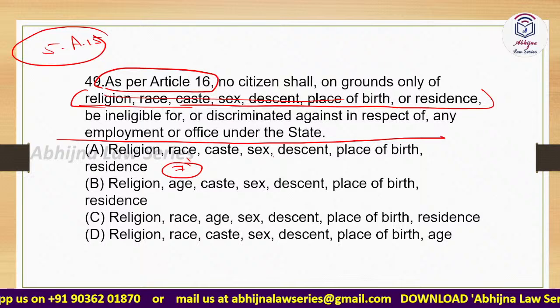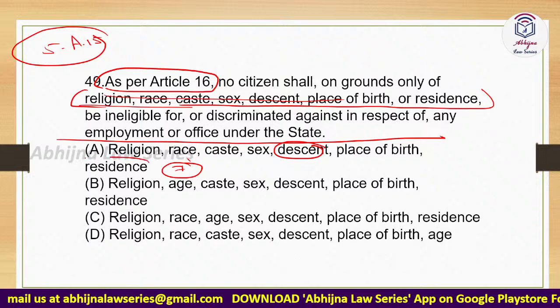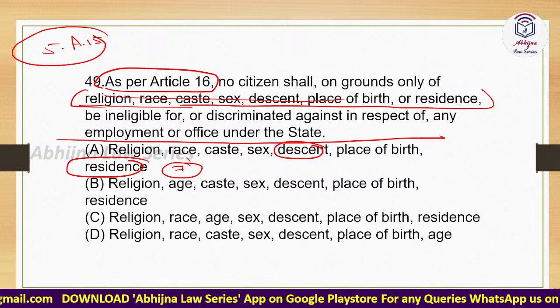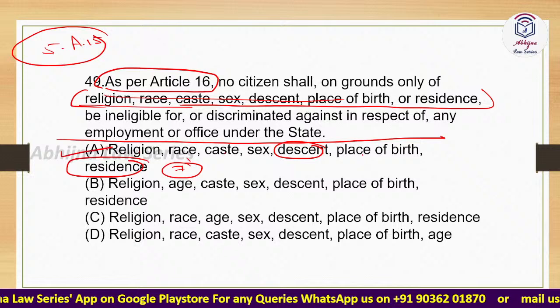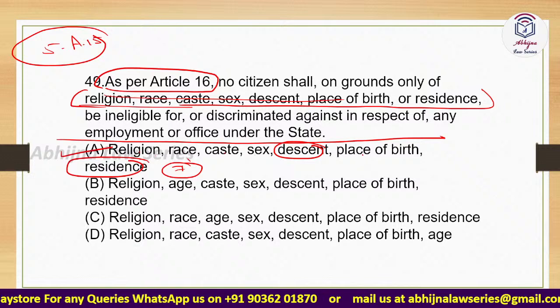Article 15 does not have descent and residence. It has all other grounds: religion, race, caste, sex, place of birth, whereas Article 16 has all these grounds. So, on these grounds there cannot be any discrimination, that is the rule.